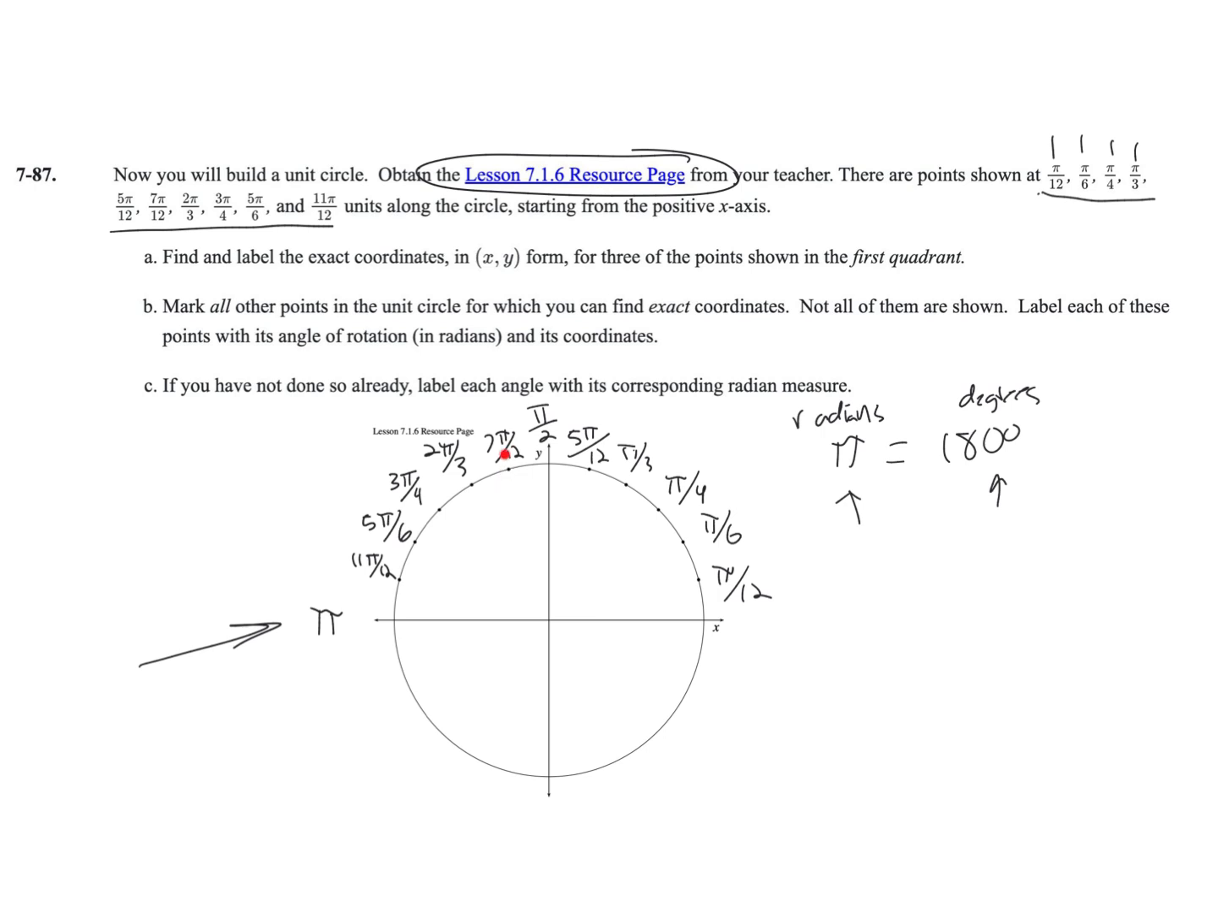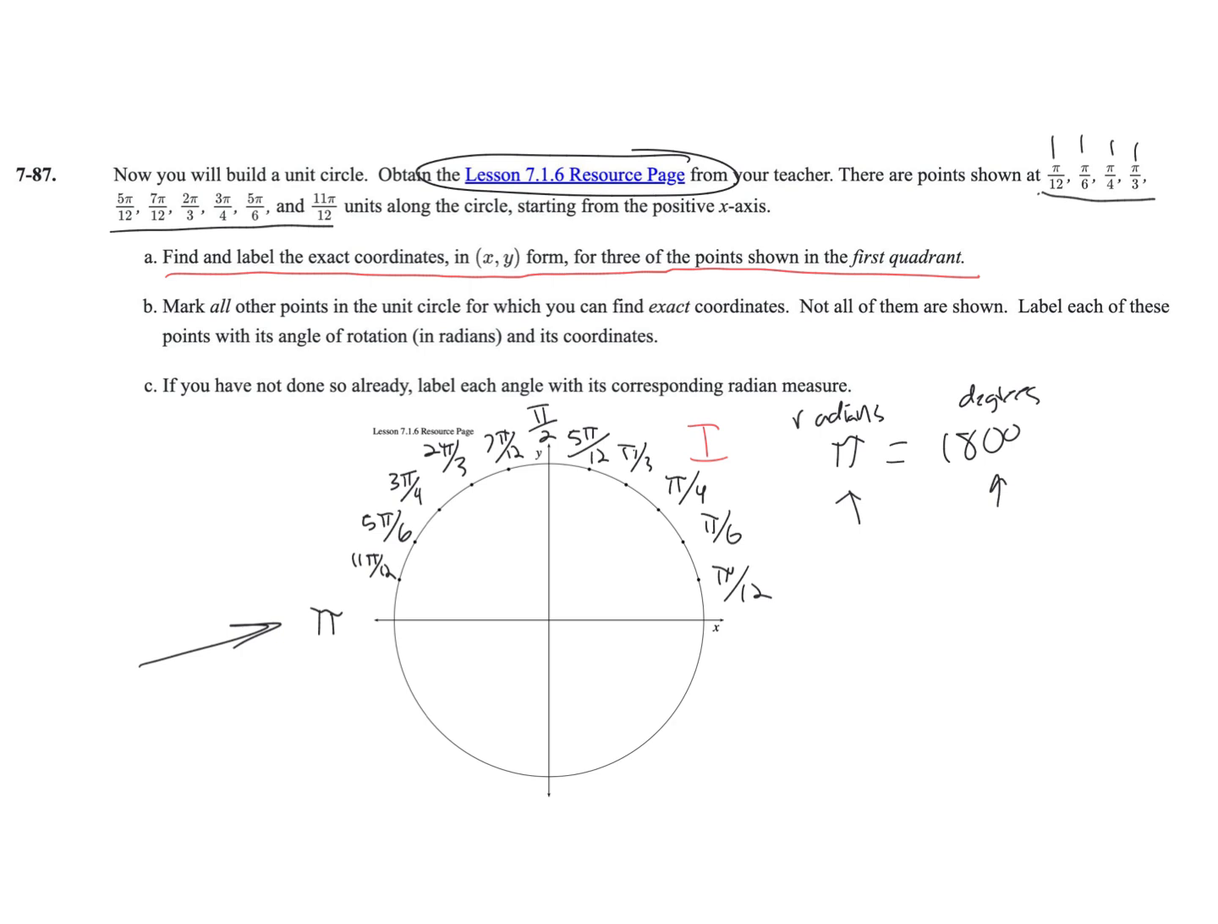Okay, so I went through and labeled the rest of these. 7 pi over 12, 2 pi over 3, 3 pi over 4, 5 pi over 6, 11 pi over 12, and then, of course, pi radians again. That goes back to that 180. That's halfway around a circle, 180 degrees. Okay, so we've got them all listed. So find and label the exact coordinates in XY form for 3 of the points shown in the first quadrant. So here's our first quadrant.